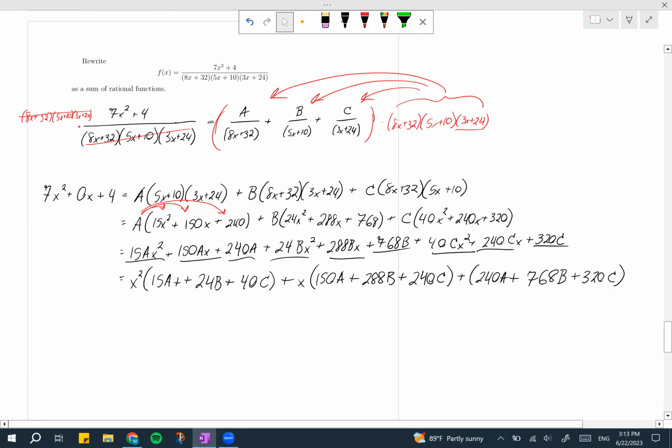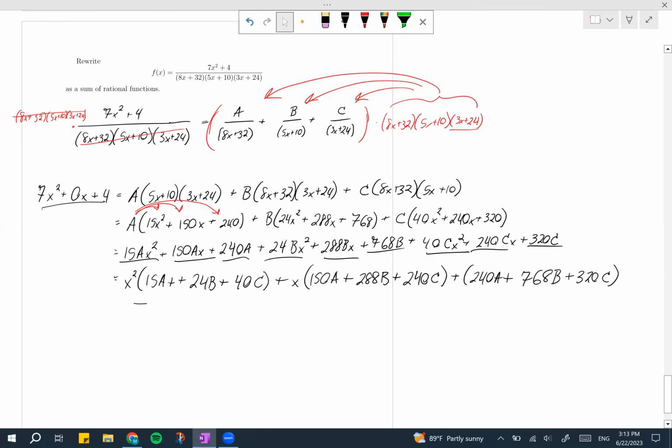Now our left-hand side and our right-hand side look kind of similar in a weird way. We have stuff times x squared, stuff times x, and constants. For them to be equal, this stuff times my x squared has to be equal to 7. This stuff times my x has to be equal to 0. And this constant stuff has to be equal to 4. Somehow or another, it has to boil down to that.